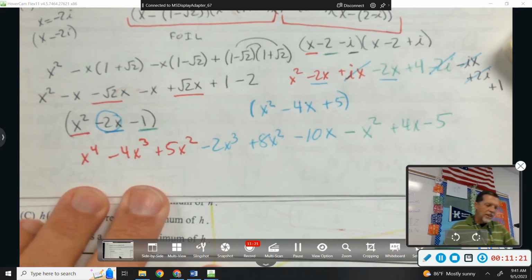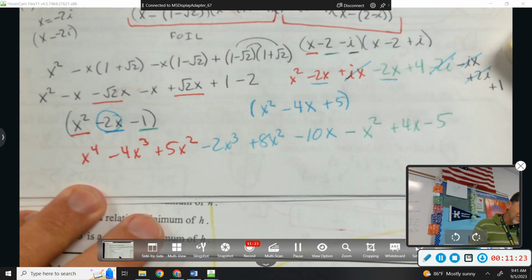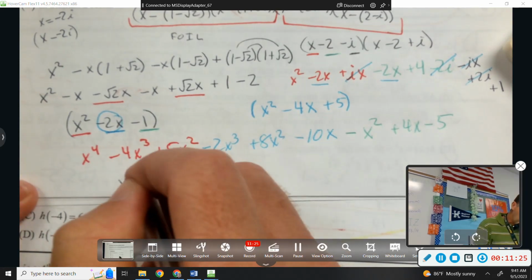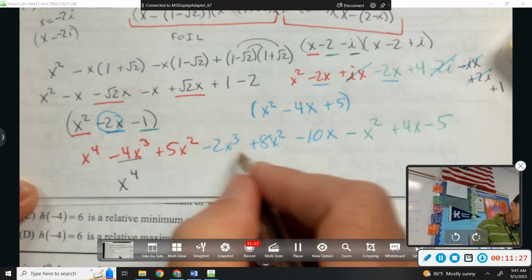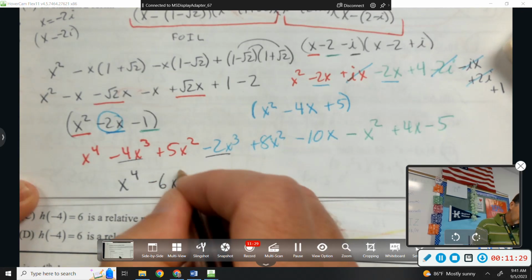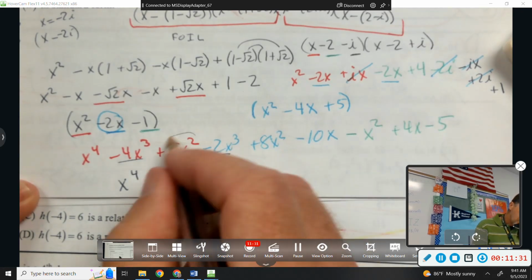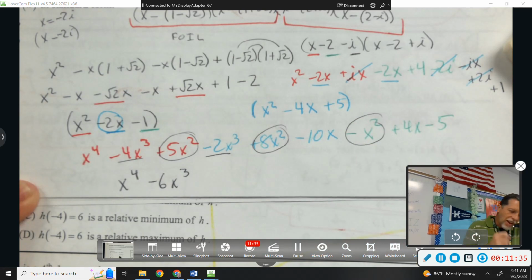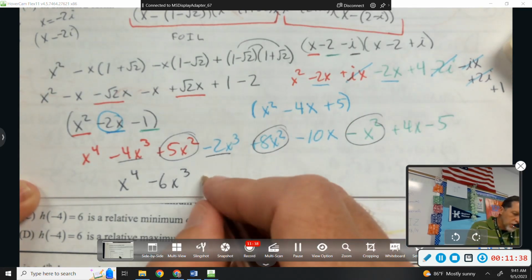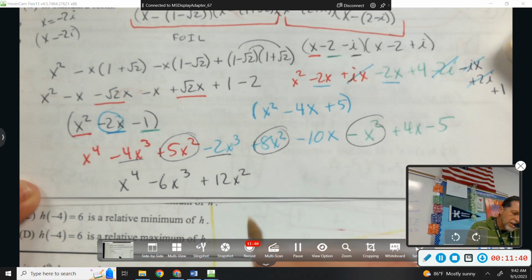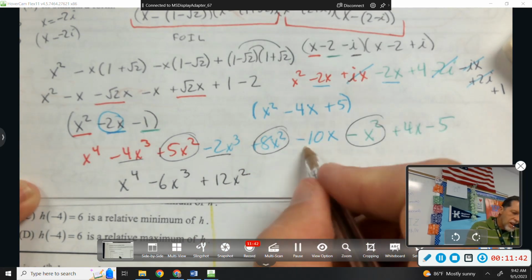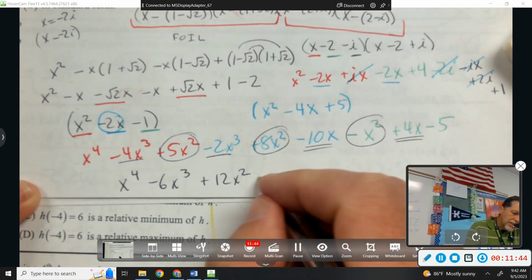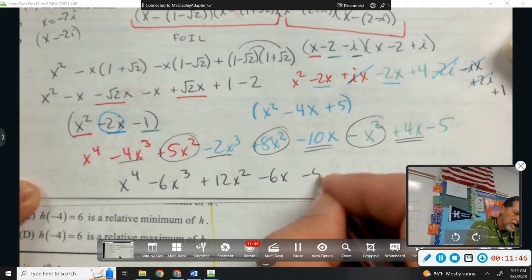Let me finish it, and then I'll tell you how it's on the test. So x to the 4th minus 6x cubed, 5 plus 8 is 13, minus 1 is 12, 12x squared, and then minus 6x minus 5.